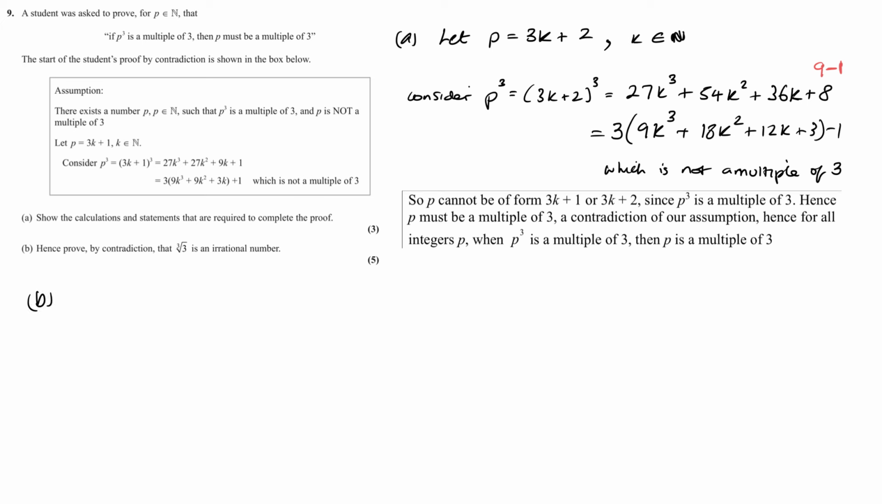Okay, so that's part A done. Part B is hence prove by contradiction that the cube root of 3 is an irrational number. So assumption.